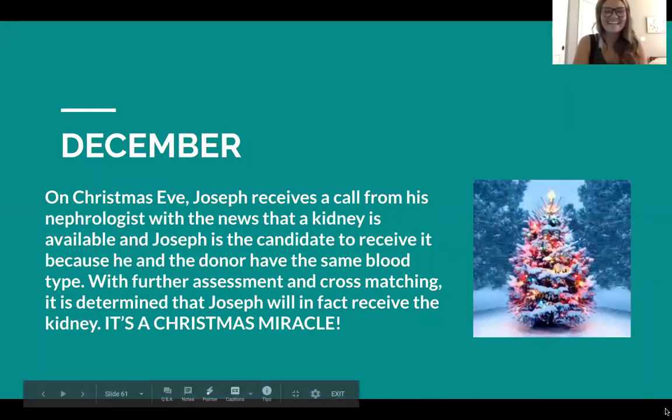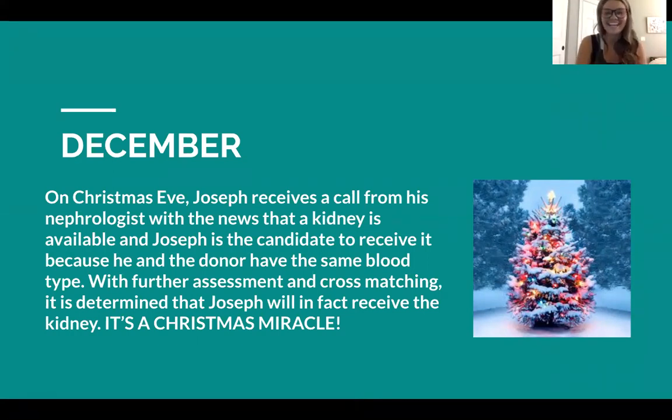Okay. On Christmas Eve, Joseph receives a call from his nephrologist with the news that a kidney is available and Joseph is the candidate to receive it because he and the donor have the same blood type. With further assessment and cross-matching, it's determined that Joseph will in fact receive the kidney. It's a Christmas miracle.